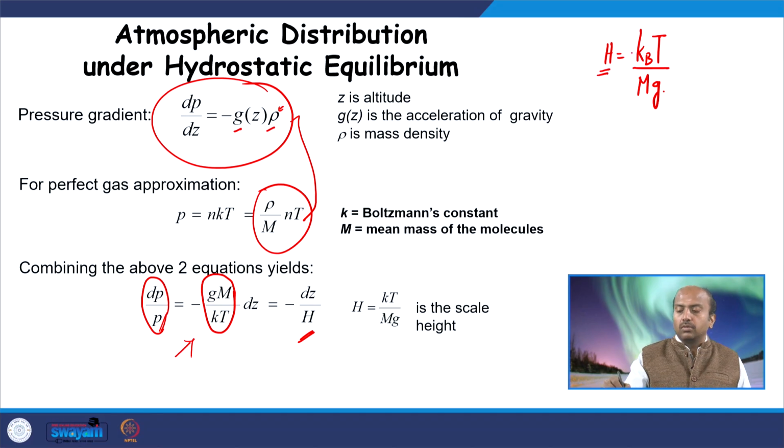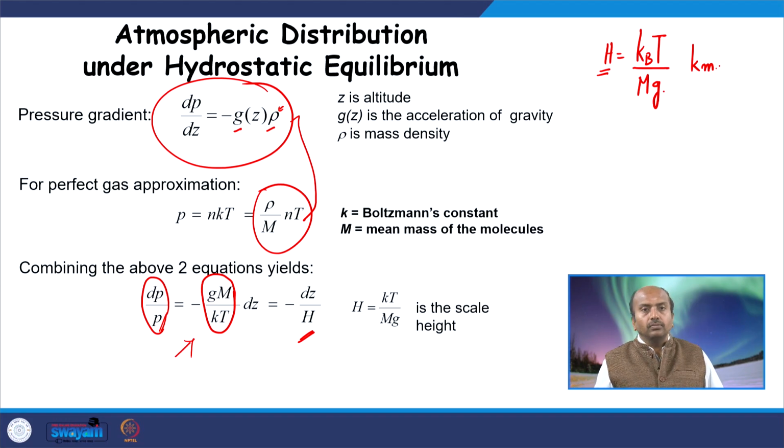If you substitute the dimensions of each of these constants, you will realize capital H exists in the dimensions of kilometers, right. So, what is this called? This is called the scale height. Scale height is a geometric measure of distance by which the density or the pressure decays to its 1 by eth of the value over that particular distance, right.